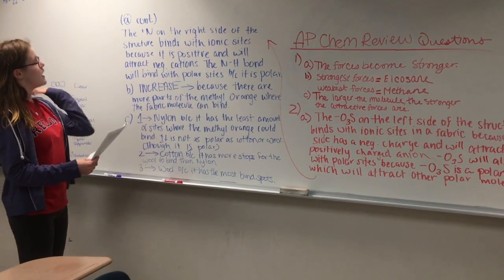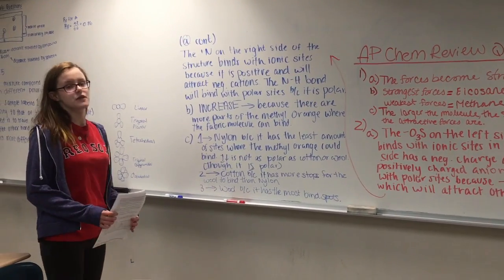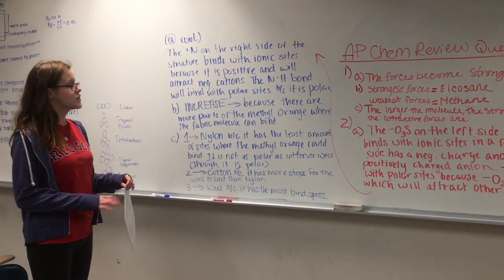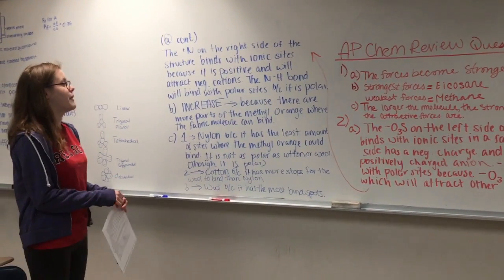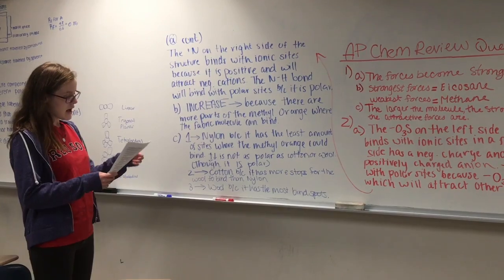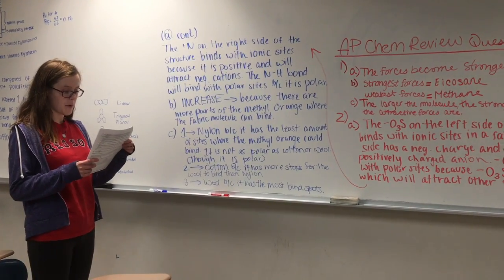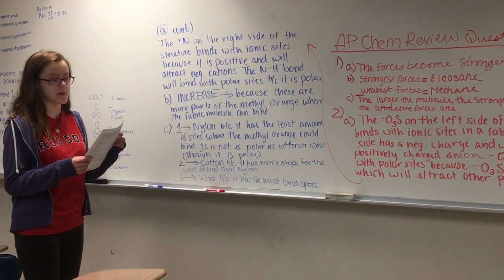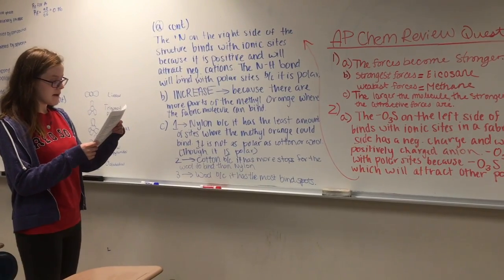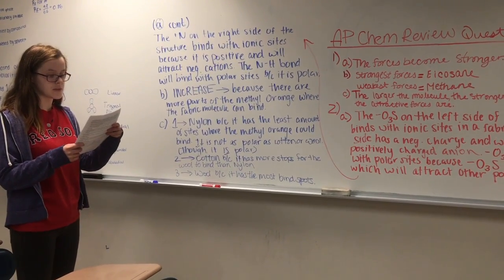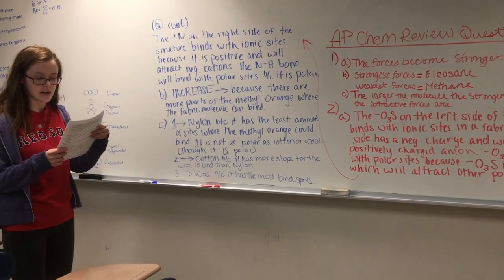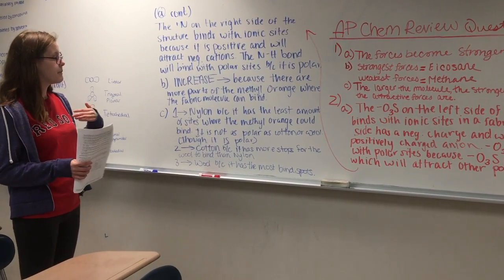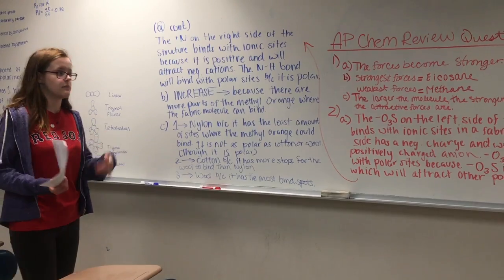Still part A. The plus N on the right side of the structure binds with ionic sites because it is positive and will attract negative ions. The NH bond in the center of the structure will bind with polar sites because it is polar. For part B, meet the following if-then hypothesis to explain how the structure of the fabric will influence the relative color intensity produced by methyl orange. If a fabric contains more ionic and polar groups in its structure, then the intensity of the dye color due to methyl orange should increase because there are more parts of the methyl orange where the fabric molecules can bind.